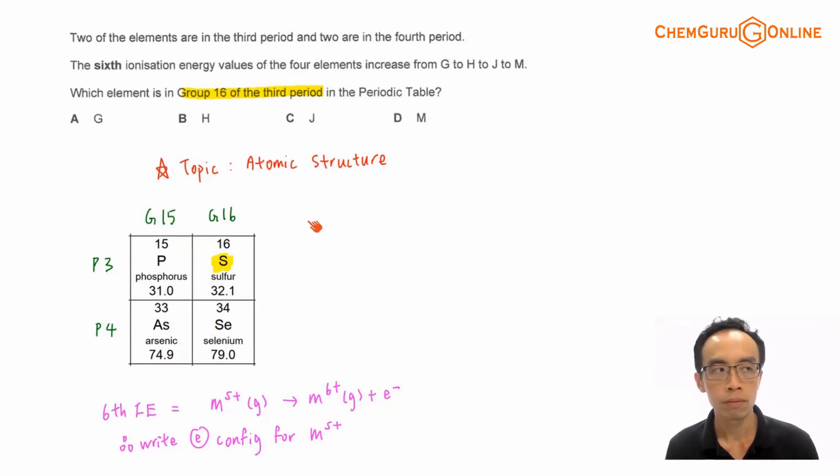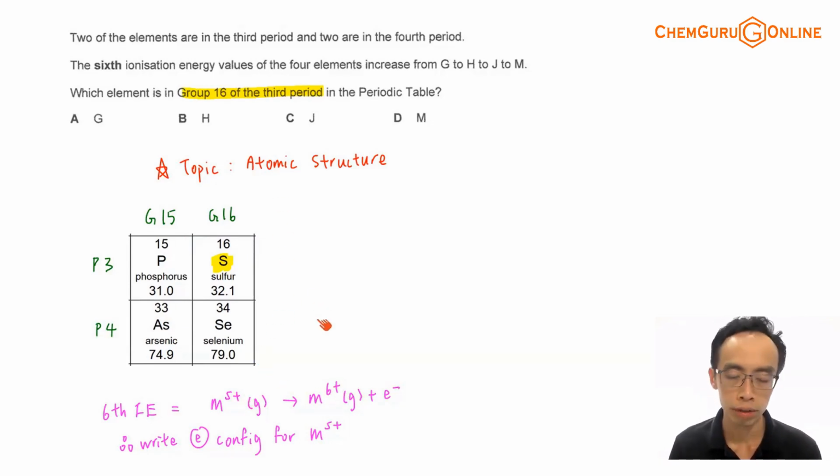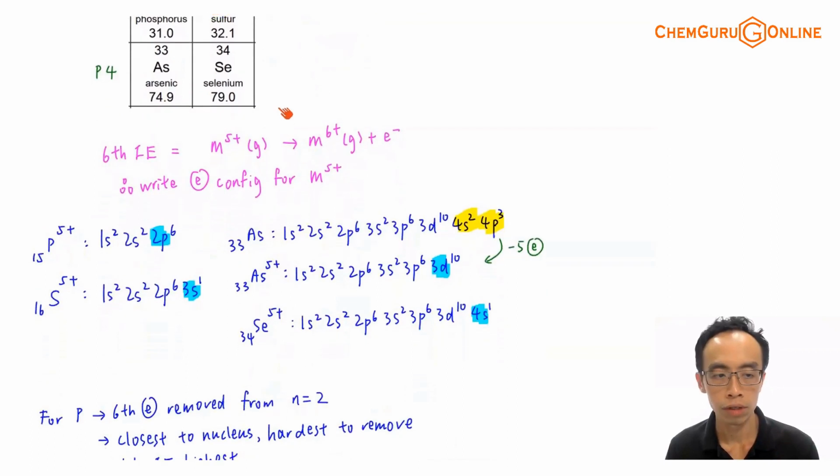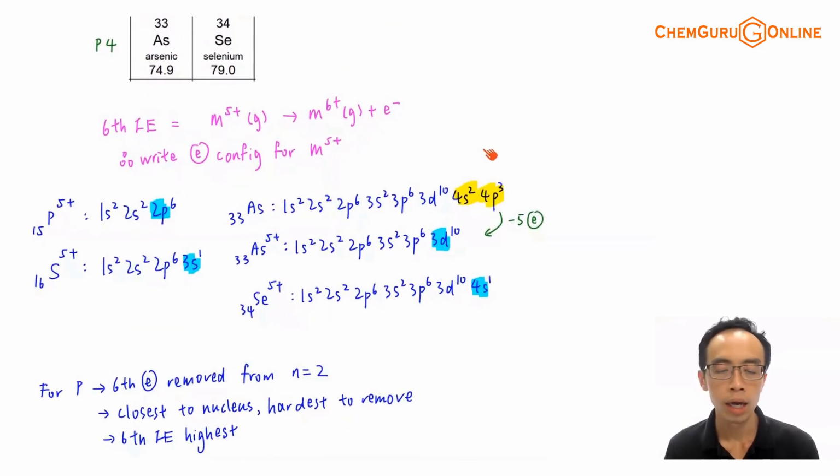And the next thing we have to take note of is ionization energy number 6. Now, ionization energy number 6 is to remove electron number 6, remove my 6th electron. And in terms of an equation, we will write it out in this way. 6th IE is M5+, because I removed the prior 5 electrons, to give me M6+ plus an electron. And what we can do for each of these elements, we want to write out the electronic configuration for M5+, and I consider where is the position of the electron number 6 that I'm removing if I consider ionization energy number 6.